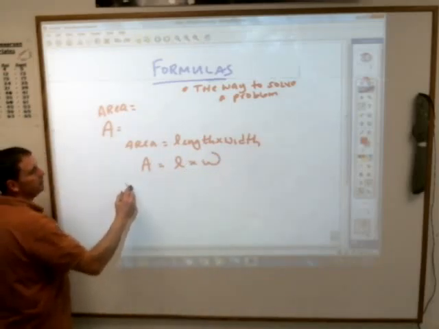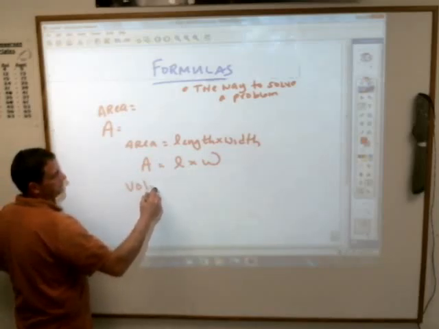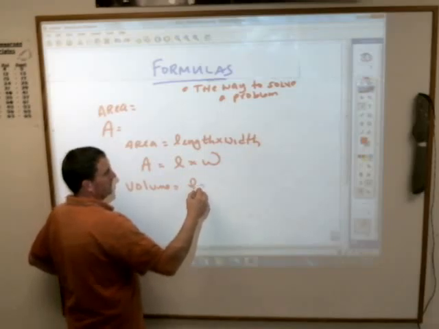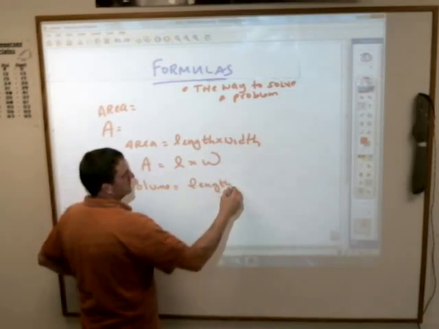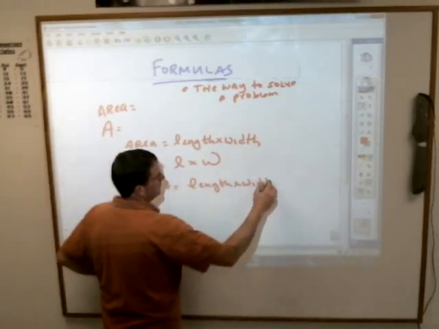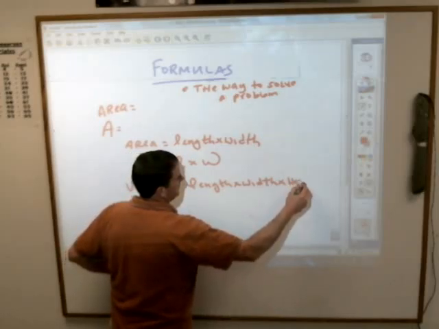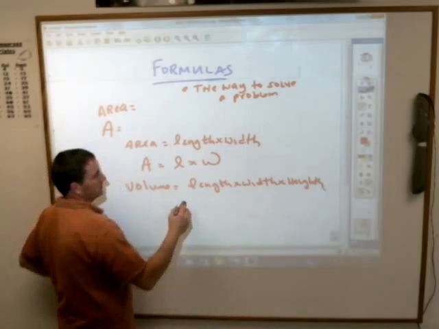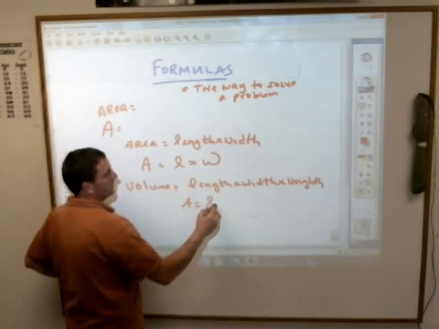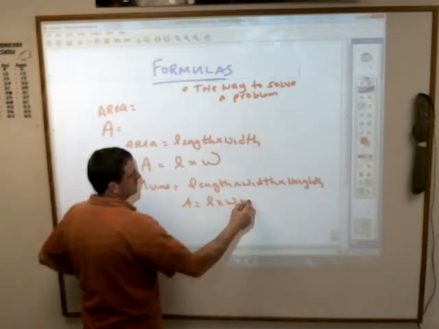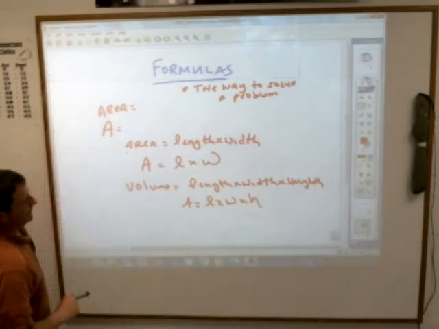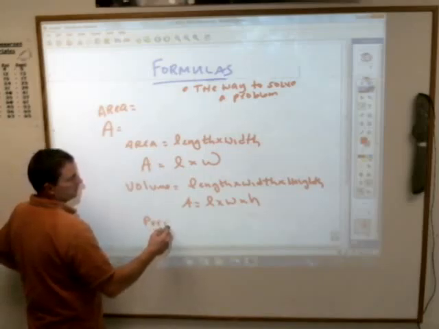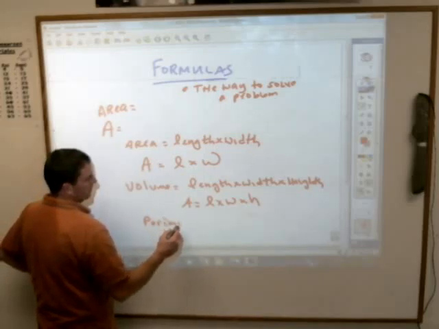To find volume of a prism, remember what that was? Right, length times width times height. And again, rather than writing all that out, we just do volume equals L times W times H. And the other one we have is perimeter. Now I'm not so sure you'll remember this one. Got a neat third.